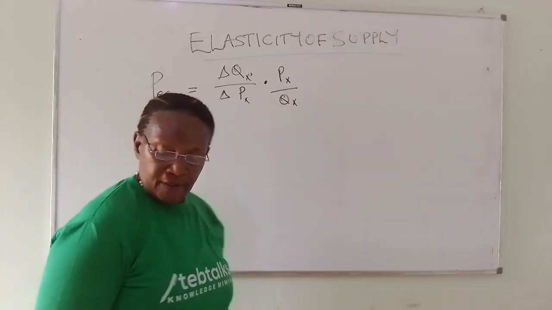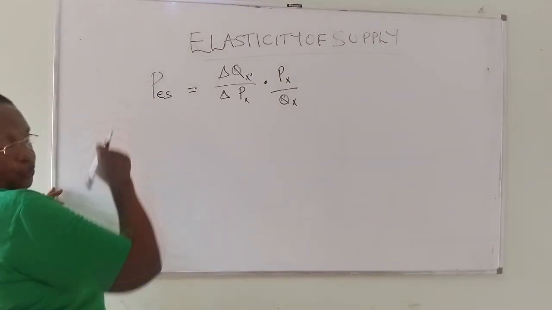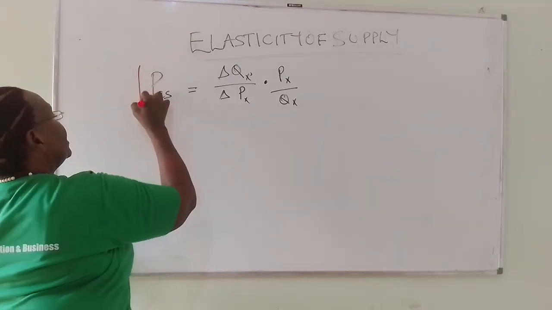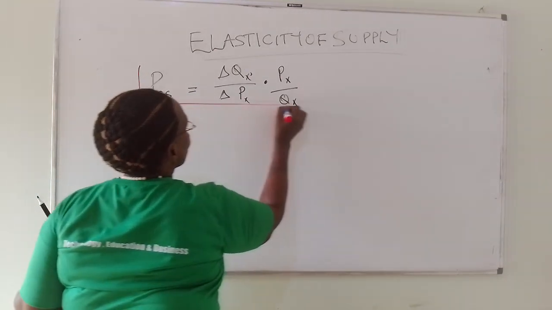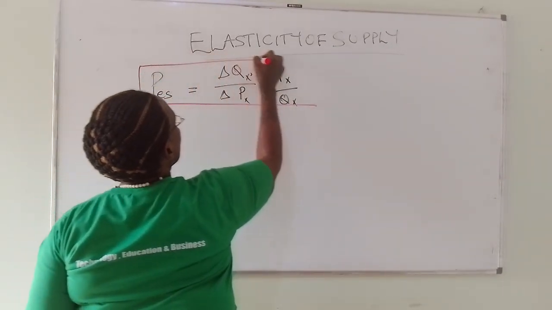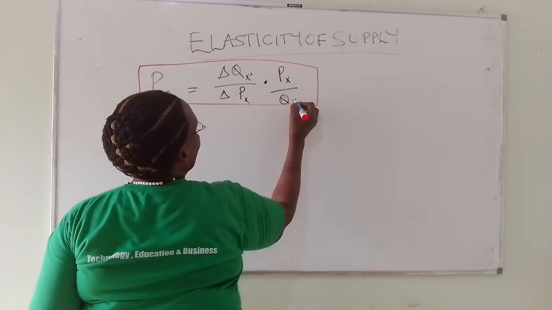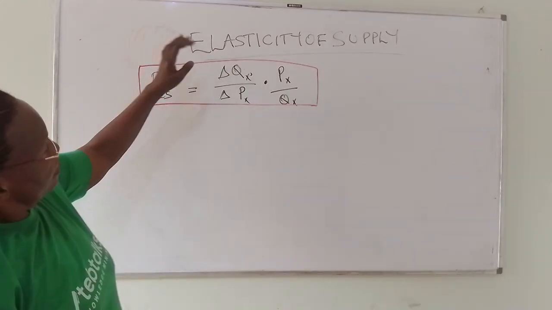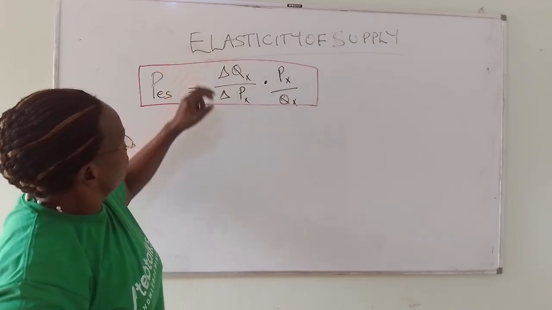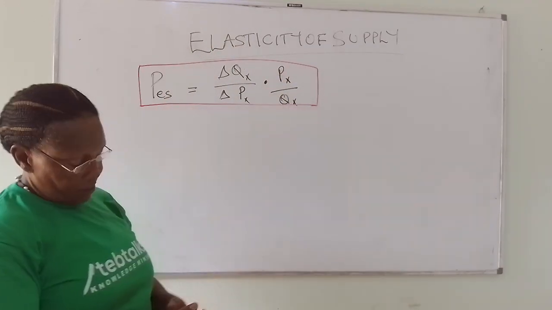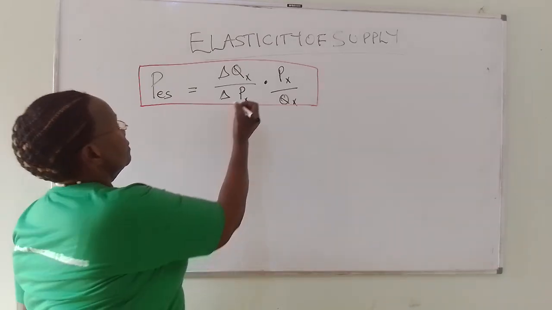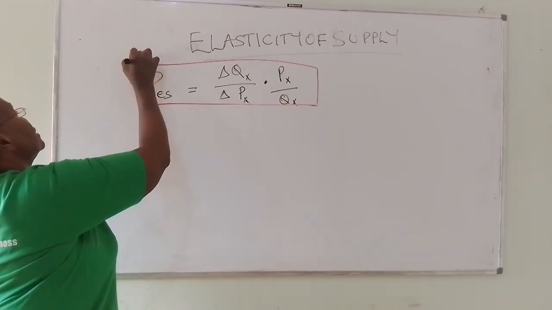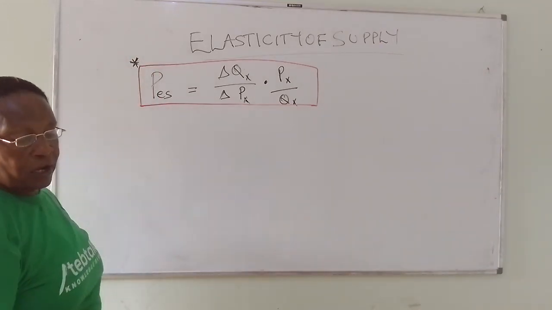So that is our formula, and we should not forget it because it is what we are going to be using now and again in our calculations. So you can put it in bold or in a color that distinguishes it from the other notes. So price elasticity of supply is change in quantity supplied of X over change in price of X multiplied by price of X over quantity of X. So that is an important formula for us, which we shall be using in our calculations.